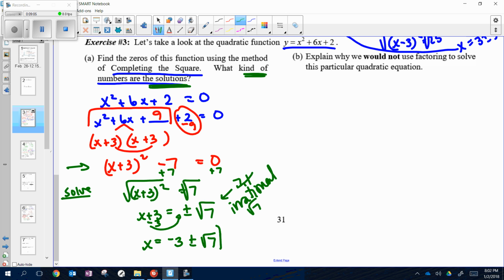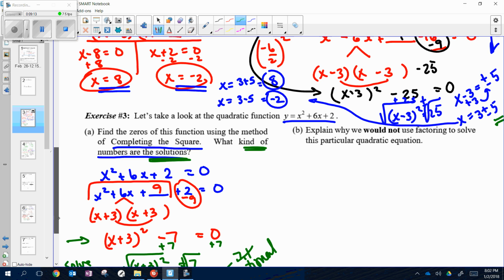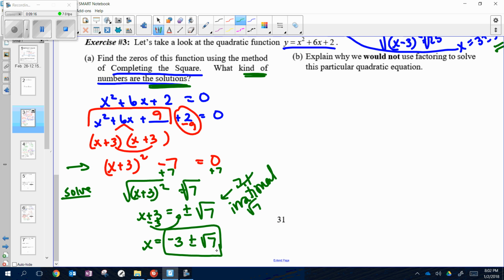Since this is not a nice number, I can't add and subtract like I did up here. Remember, I was able to add and subtract the 5 because that was a whole number? Down here, I can't do that because the square root of 7 is not nice. So I can just write it as negative 3 plus the square root of 7, negative 3 minus the square root of 7. And those, again, are irrational numbers.